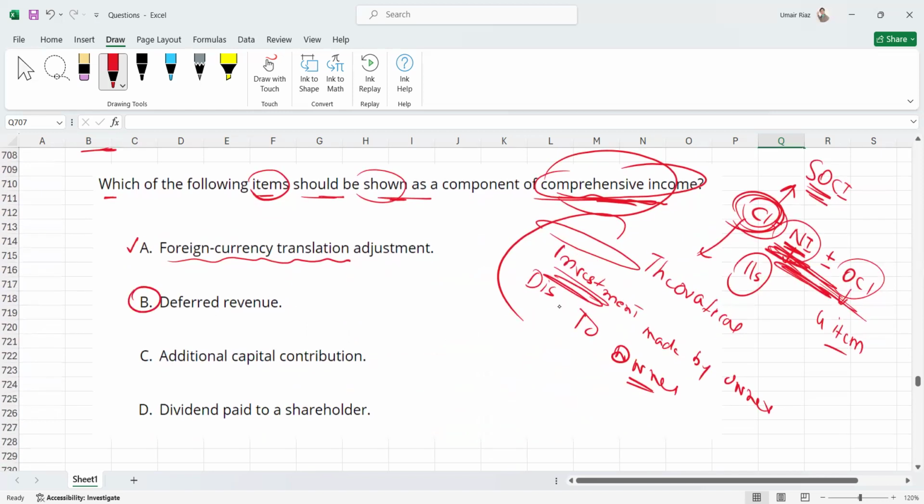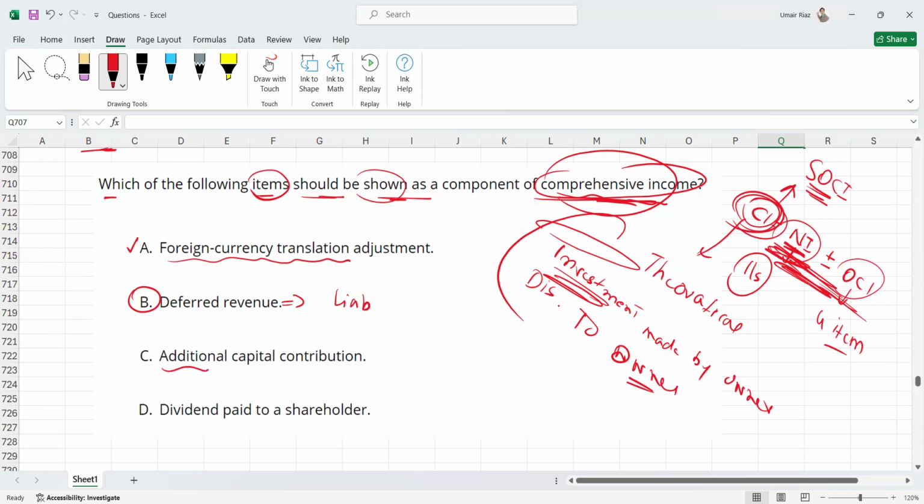Then deferred revenue. Deferred revenue is always a liability. Actually, it is the revenue which we received in advance, but against this revenue, goods or services will be delivered in the future. So it is called a liability. It will never go to the income statement or OCI. It will go straight to the balance sheet. It's like you have received advance payments against goods or services which you will deliver in the future.